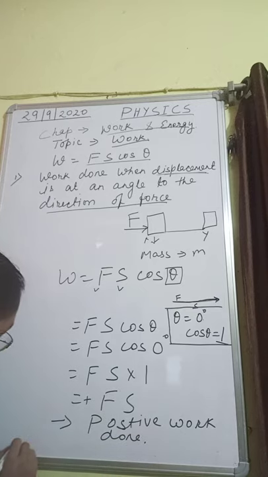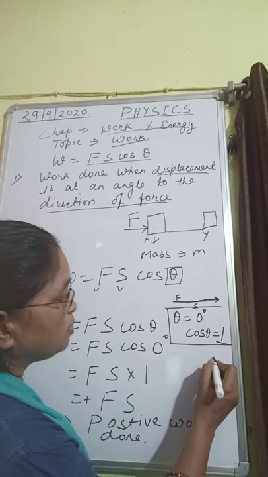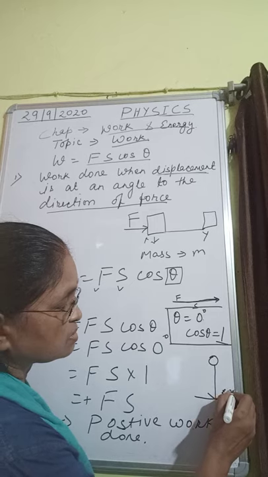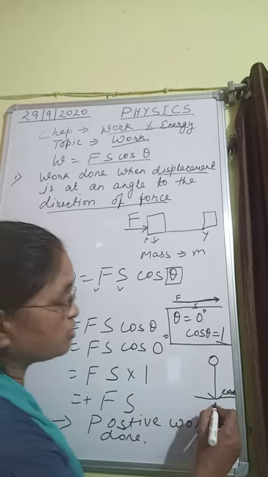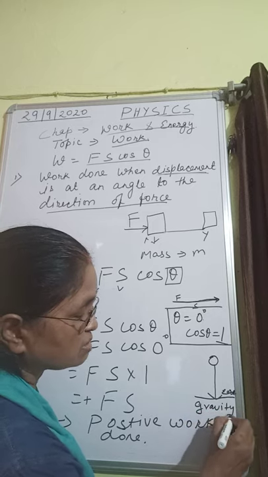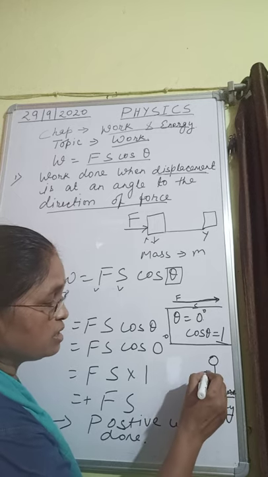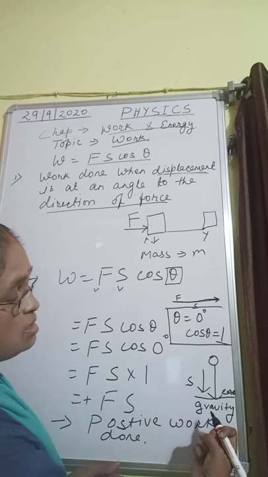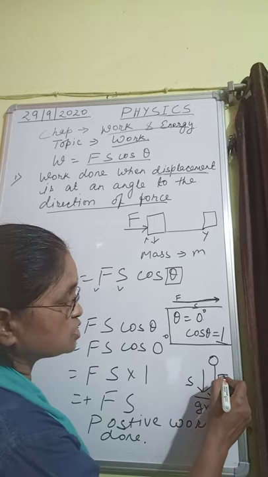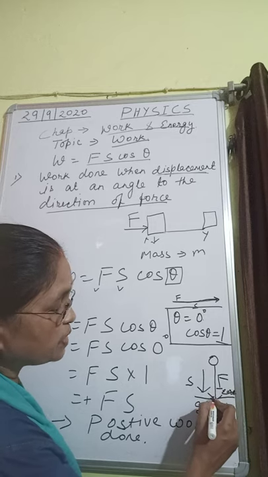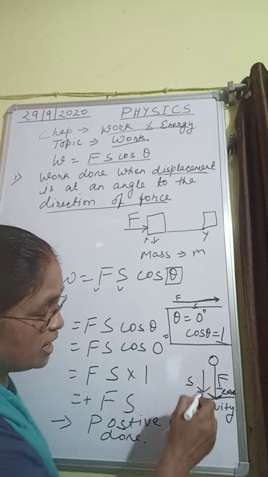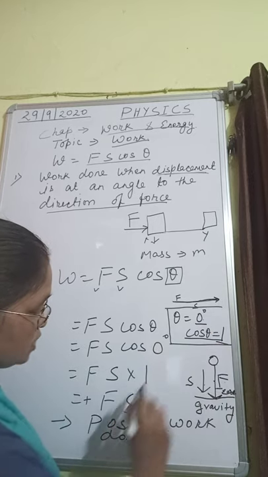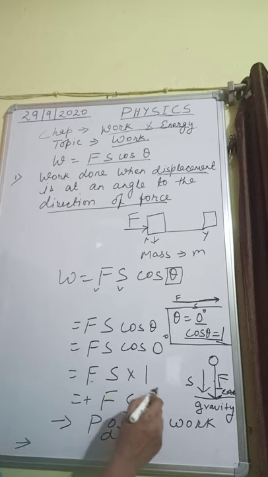Example I am giving you. If a body is falling freely towards the center of the earth under the influence of gravity. You see here, the body is falling, that means displacement is in the downward direction S, and gravity is attracting towards the center of the earth. So the gravitational force also acts downwards. So F and S both are acting in the same direction. So the angle between these two is 0 degree. So cos theta is 1. So again we will get Fs cos 0 degree and Fs into 1, that is Fs.